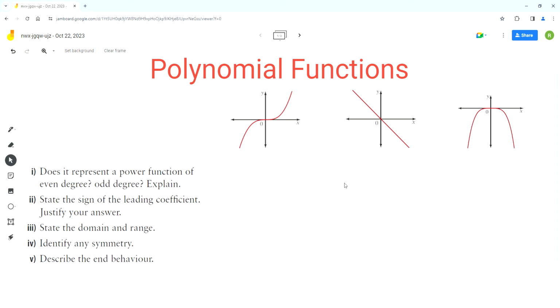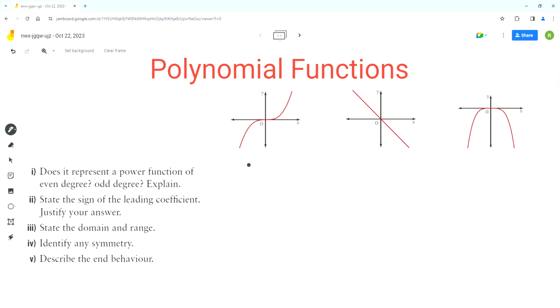So in this video, we'll solve this problem based on the concepts of polynomial functions. In this problem, we have to answer these 5 questions for these 3 graphs. So let's start with this graph here on the left side. The first question is, does it represent a power function of even degree or odd degree?